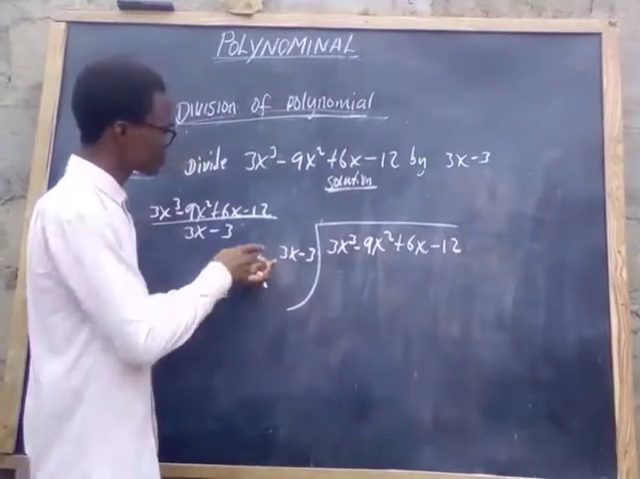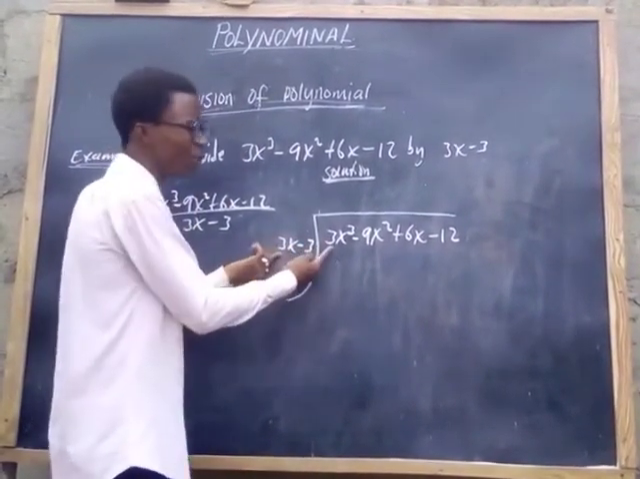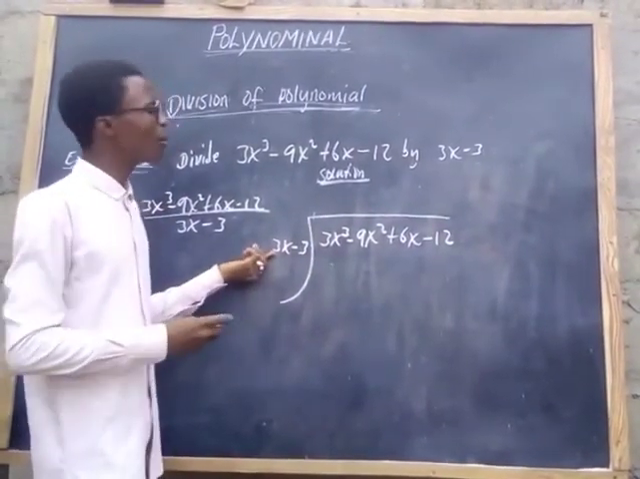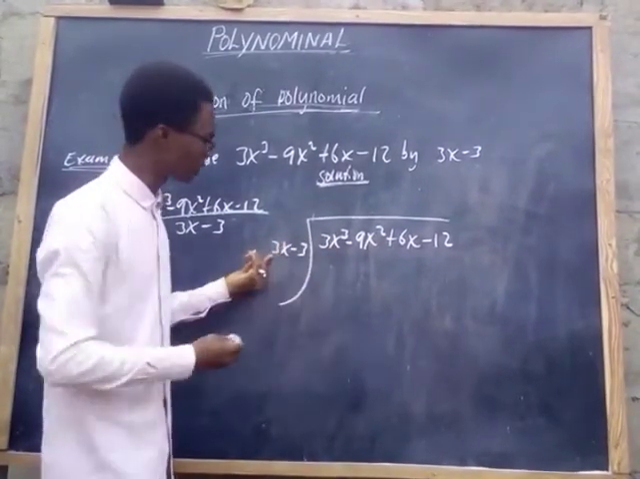Now you go. 3. You ask yourself the question: how many times can 3 go into 3? 3 can go into 3 one time. We don't need to put the 1. Anytime you have 1 times and there's a function, you don't need to put it.